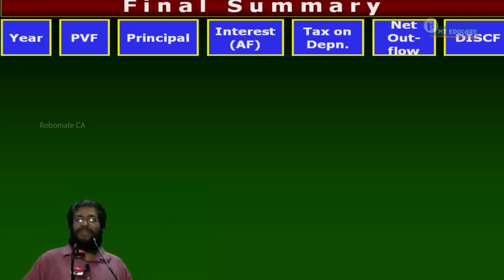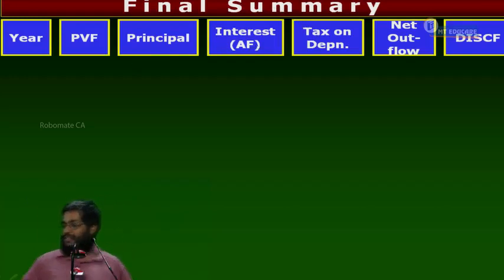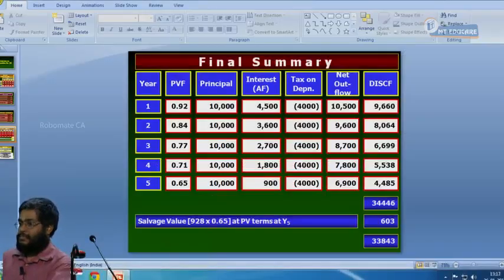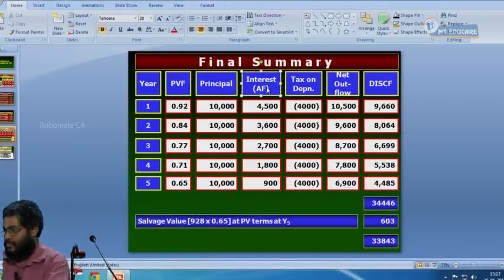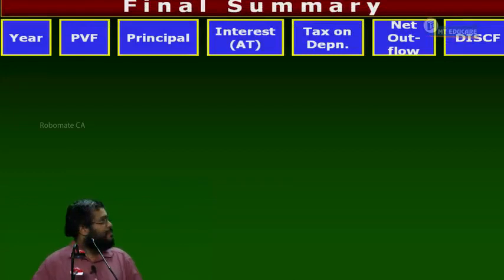Now, have the following columns. Plan your page: 1, 2, 3, 4, 5, 6, 7 columns will be there. PV factor at what percent? 9%. You don't need to calculate it, the question has given you the factor. Then principal, interest after tax (I wrongly wrote AT), tax on depreciation, net outflow, and discounted cash flow.